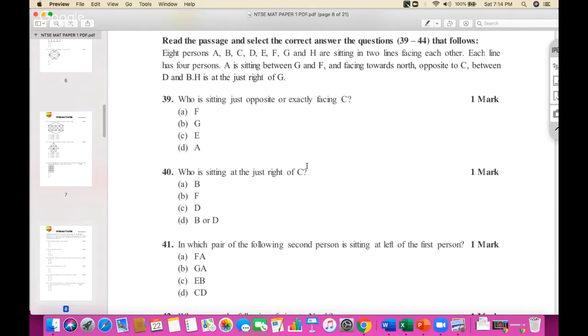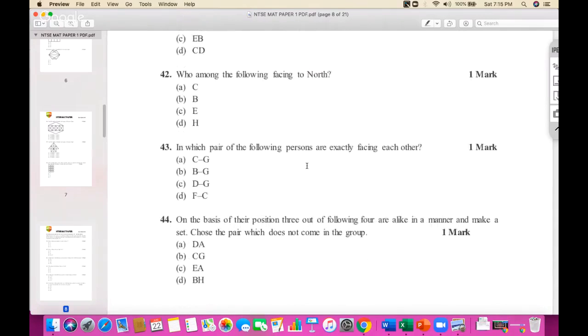Okay, 39 you are saying it's D. 40 you are saying cannot be determined, and you are saying D. And 41 you are saying it's B. So okay, let me solve. If you have solved the other three questions also, 42, 43, and 44.